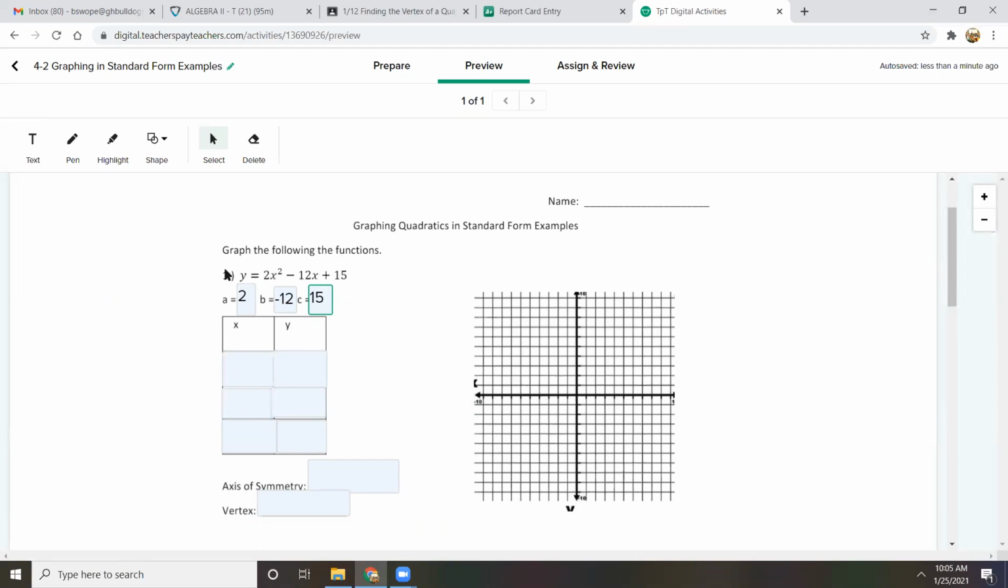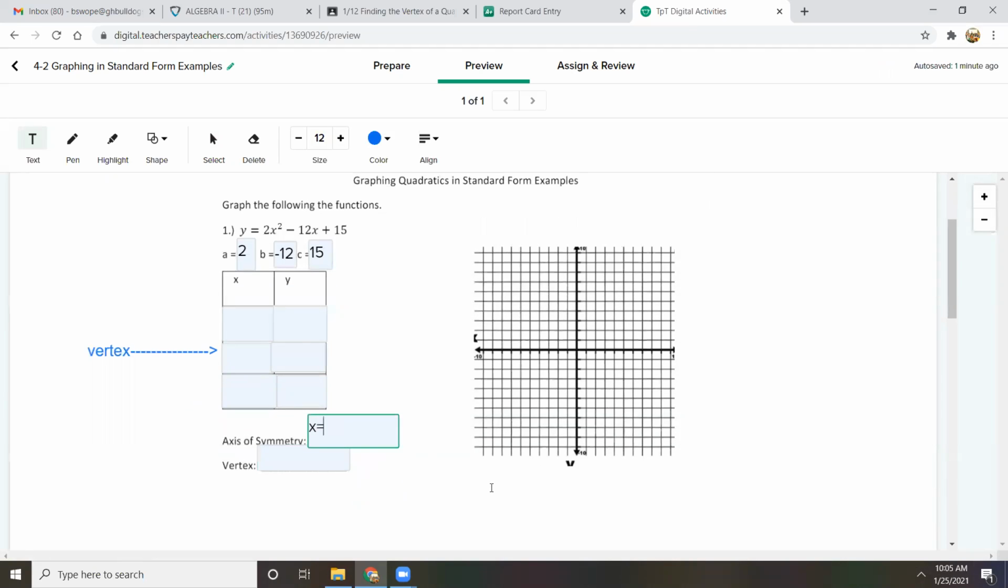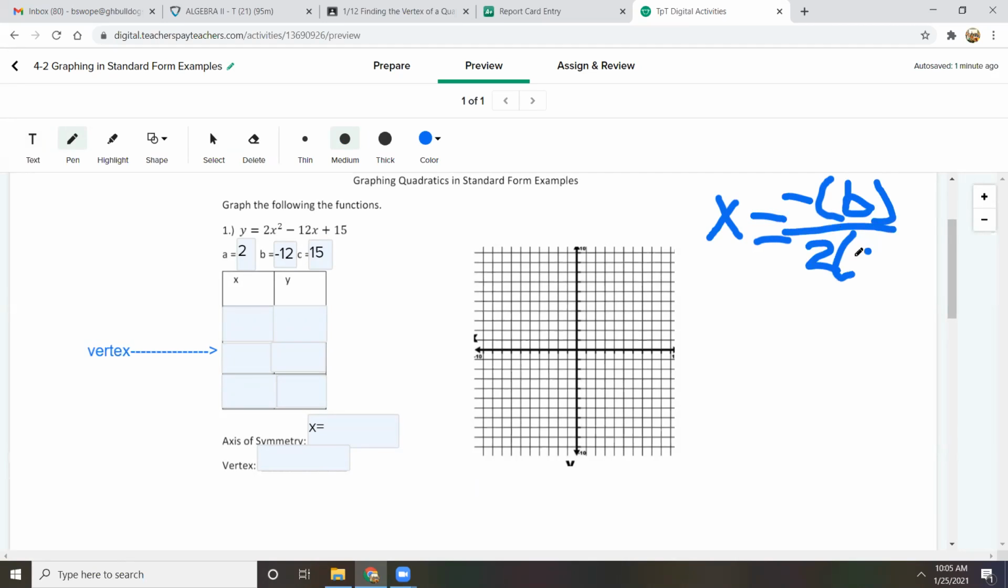The next thing we need to do is get our vertex, which is this middle row in our table. Remember, your vertex is always going to be the center of your table. When it's in standard form, we need to find our axis of symmetry first, so it's a little bit different than vertex form. If you remember from that Ed Puzzle video, the formula for the axis of symmetry is negative b all over 2 times a. I put this formula on your assignment too, in case you didn't write it down.